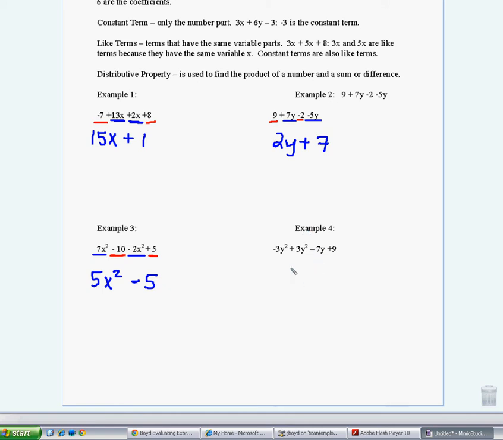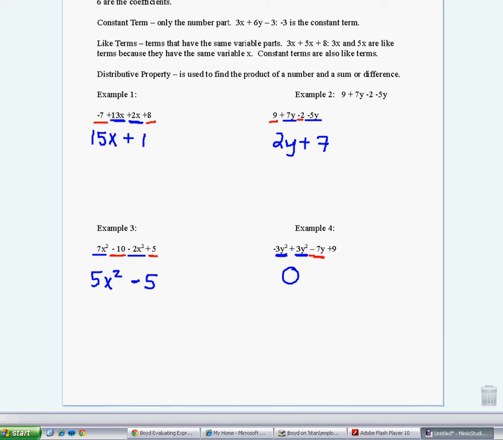Example 4. I have negative 3y squared, positive 3y squared, minus 7y plus 9. Well, these are the only two that are alike because they have the same variable and because they have the same exponent. Yes, negative 7y has the same variable, but they also have to be the same exponent, so it's not alike. I can go ahead and combine these. I have negative 3y squared plus 3y squared, and that gives me a 0. And I'm not going to write the 0 in my final answer. That leaves me with the negative 7y.